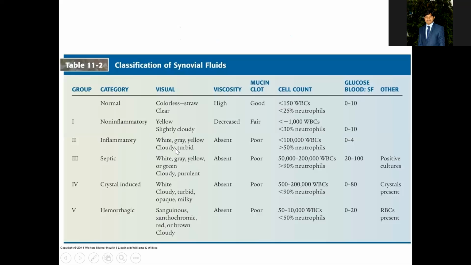In septic arthritis, it has a white to green, cloudy, purulent appearance. In crystal-induced arthritis, it appears white, cloudy, turbid, opaque, and milky in nature. Xanthochromic red-brown color appears in hemorrhagic conditions. Viscosity is low in inflammatory and non-inflammatory synovial conditions. In septic arthritis, the mucin clot is poor, neutrophils are increased to more than 90%, and synovial glucose is lower than the serum, with a positive blood culture.